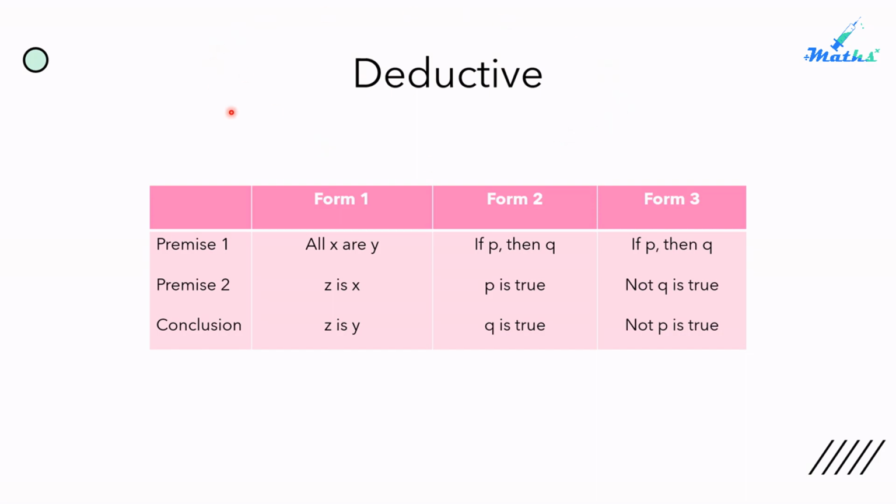In deductive, as we can see, there is a table which you must remember, and this table has three forms, and these three forms need three things, which are premise 1, premise 2, and conclusion. As you can see, the first form here, premise 1 must be all x are y, premise 2 must be z is x, and the conclusion will become z is y. And the same for form 2, which uses if p then q, where p is true and q is true. The last form is quite the same as form 2.